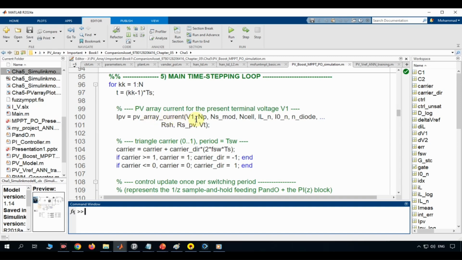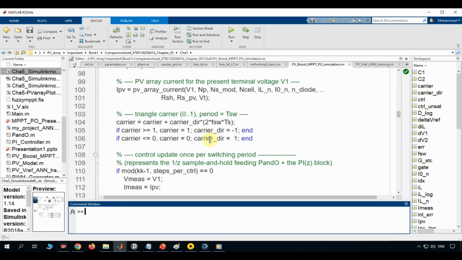Next, we generate the triangular PWM carrier wave. We increment the carrier up and down between 0 and 1 at twice the switching frequency, using the variable carrier_DIR to flip direction when it hits the limits.